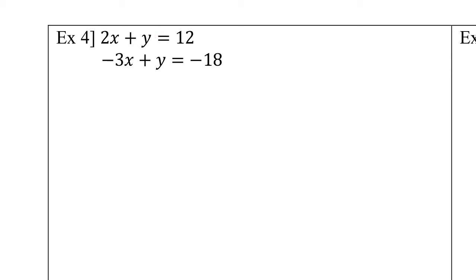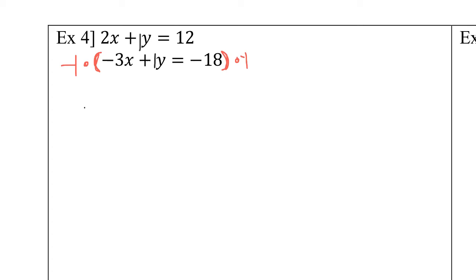So for the y's, I see they both have 1's in the front. The only problem, because they're already the same number, is that they're both positive. So I need 1 as a positive 1 and 1 as a negative 1. So the way that you change a sign without changing the number is you're going to multiply by a negative 1. It doesn't matter which equation you do this to, but I'm going to choose to do it to the bottom equation. So I'm going to multiply that bottom on both sides by negative 1.